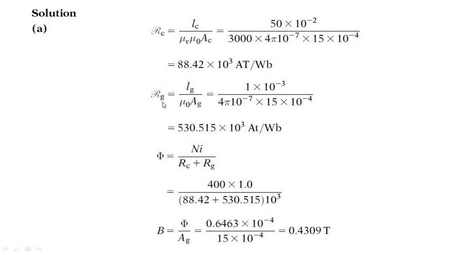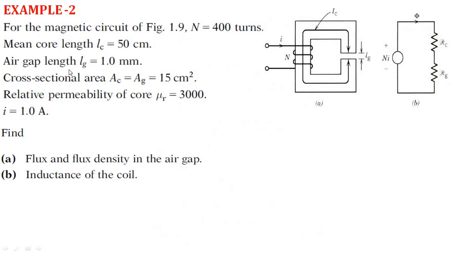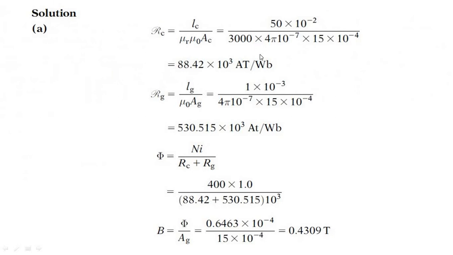Next, we have to calculate Rg, the reluctance of the gap. So Lg divided by mu naught into Ag. Lg, the length of the gap, is 1 millimeter, which will be 1 into 10 to the power minus 3. Then mu naught is 4 pi into 10 to the power minus 7. Here for the air gap, mu r is equal to 1. And the area is 15 into 10 to the power minus 4. So the air gap reluctance value is 530.515 into 10 to the power 3 ampere turns per Weber.